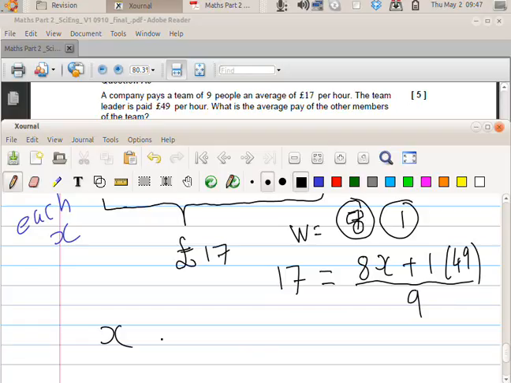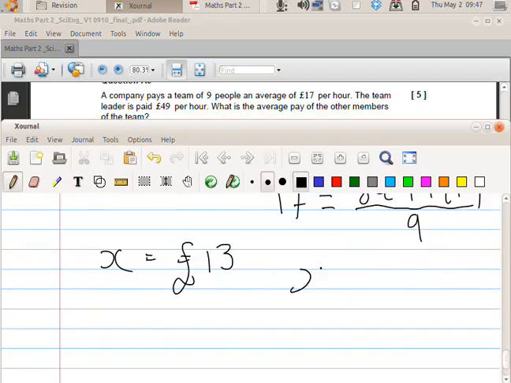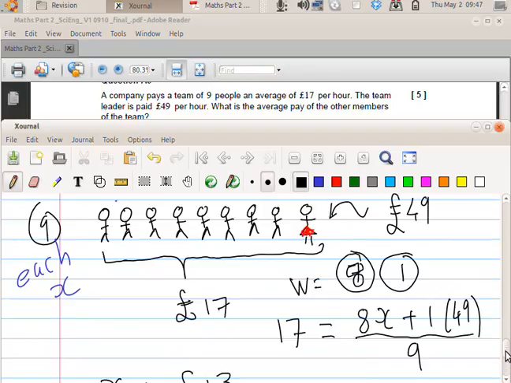So you get 13 as X. Look, I will refresh your memory. Average is equal to the weights multiplied by the data divided by the total weight. You could just write the formula. So how does each one get 13? Well, you can check it. If you give each of these people 13 and the last person 49, let's see what you get. So 13 plus 13, 8 times, plus 49, divided by 9 people, you get 17. So it is correct, it is 13.